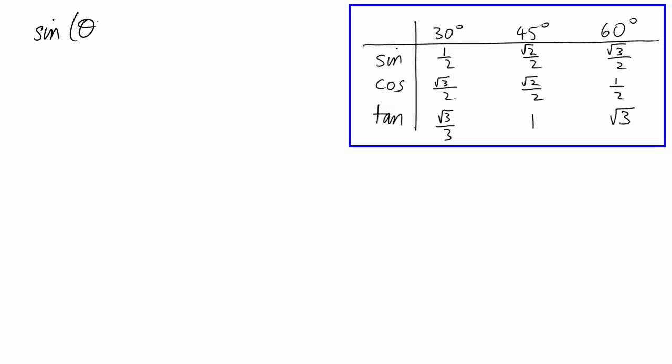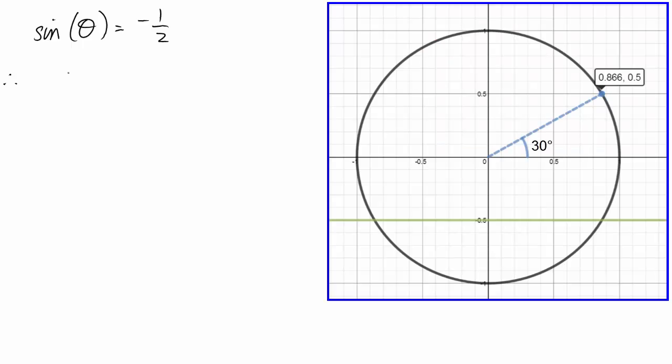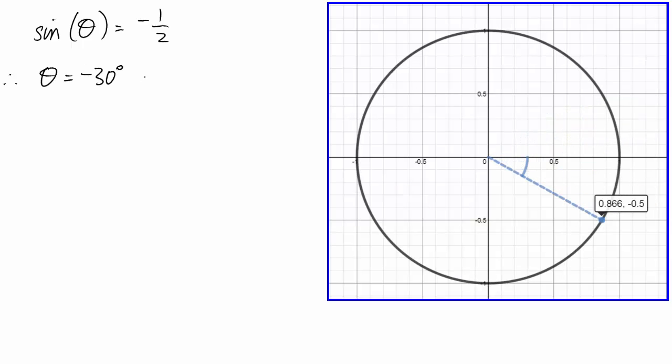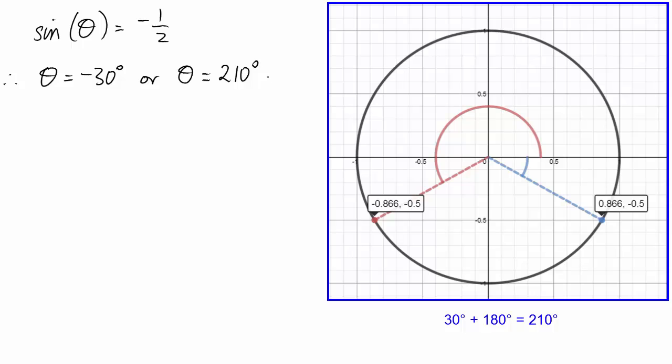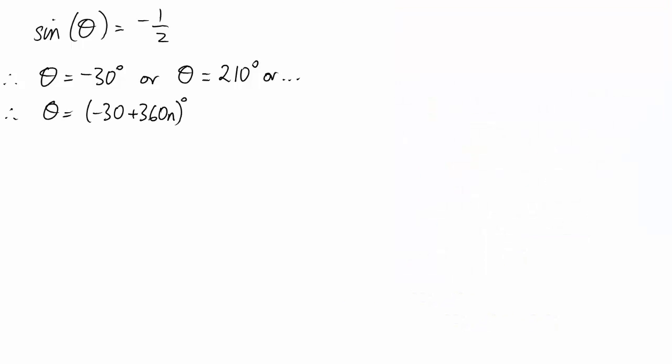For instance, given sine theta equals negative a half, you can use the fact that sine 30 degrees equals a half. So by looking at the unit circle, the two solutions are in the bottom half, at negative 30 degrees and 210 degrees. The general solution can be written as theta equals negative 30 plus 360n and theta equals 210 plus 360n.